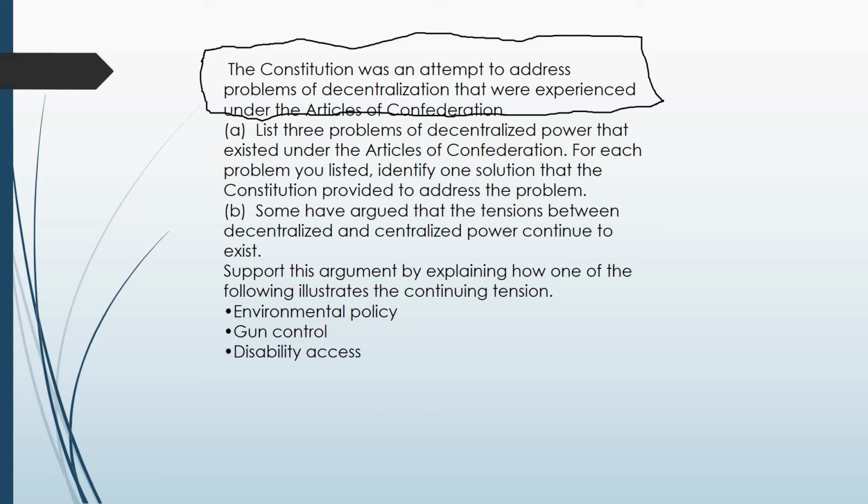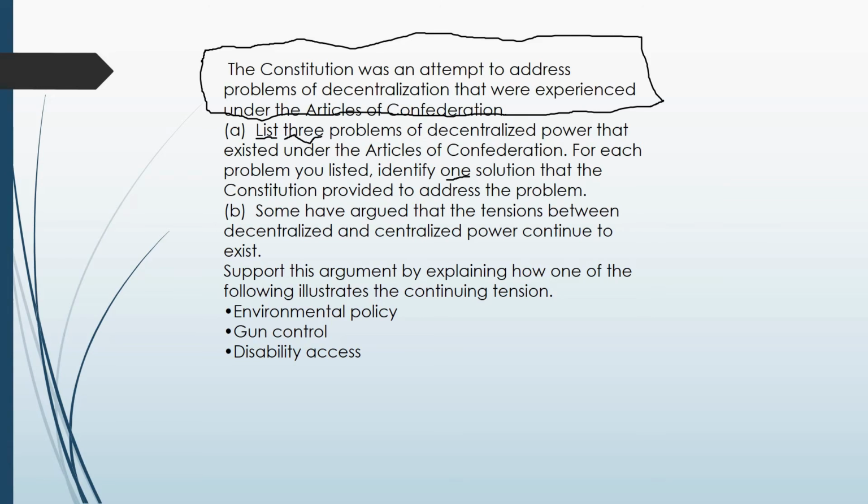So first of all, let's take a look. We're going to list, straightforward, 3 problems of decentralized power that existed under the Articles of Confederation. Then for each of the 3 you listed, we're going to identify one solution that the Constitution provided to address these problems. So you have to take good care of the look. So Part A, we're going to label it Part A, and we're going to write these 3 problems, and we're going to list one solution for each of these problems.